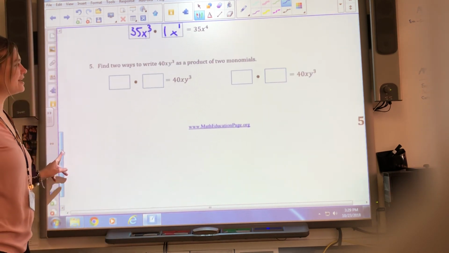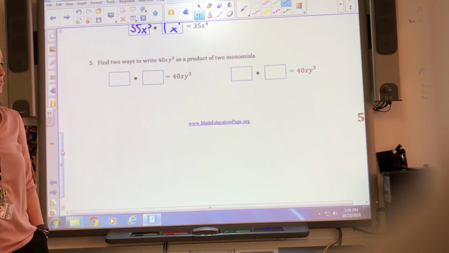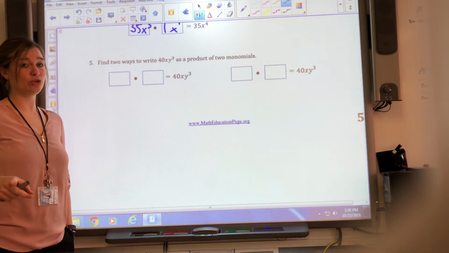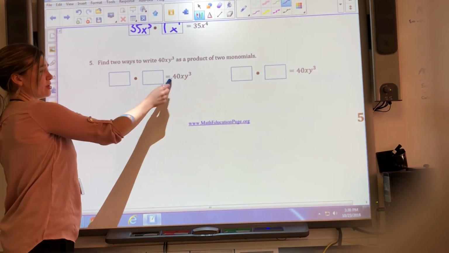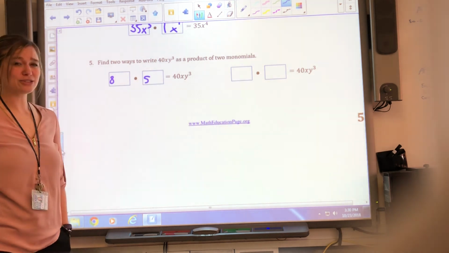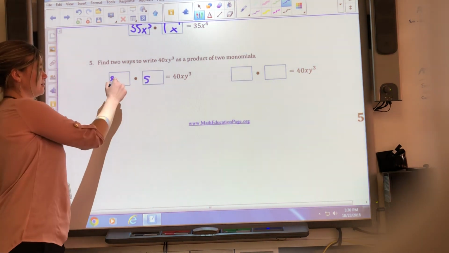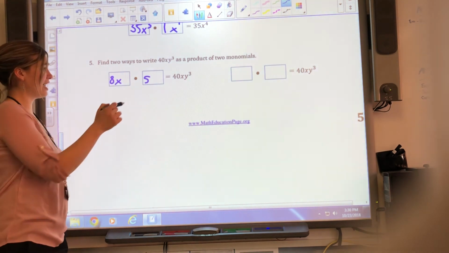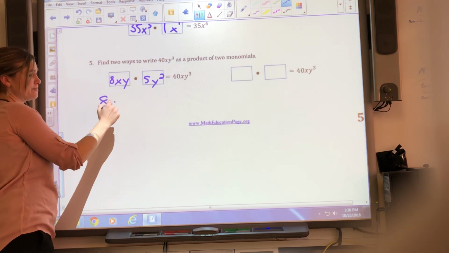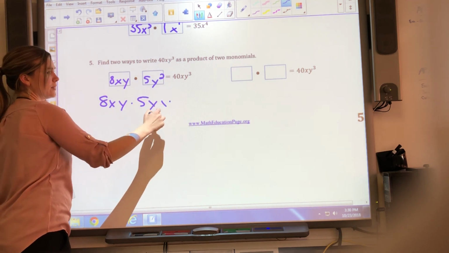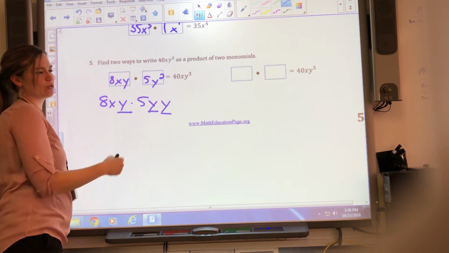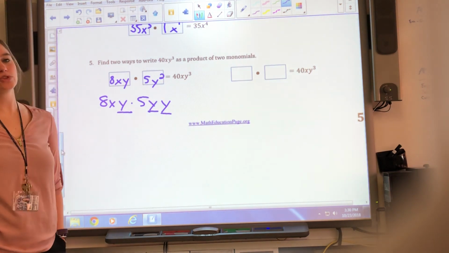Okay, this one. You're finding 2 ways you can write 40x y to the 3rd as a product of 2 monomials. So this is what we've been doing a whole lot. There's lots of different ways. I'm going to do one, you're going to do the other. 2 numbers that multiply to get 40. 8 and 5 is 40. What? But now there's some crazy stuff in here. There's an x. So I took care of that. Maybe this one's y and this one would be y squared. Because when I rewrite this, I still have y multiplied 3 times. I still have an x. I still have 8 times 5 is 40. You try the other one. So pause this, try it.